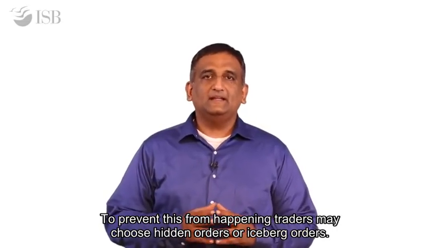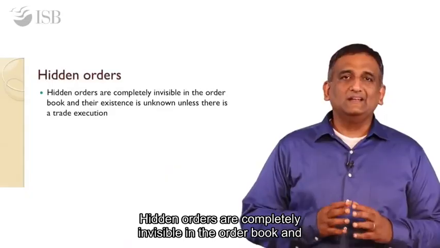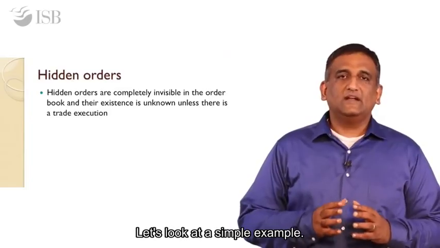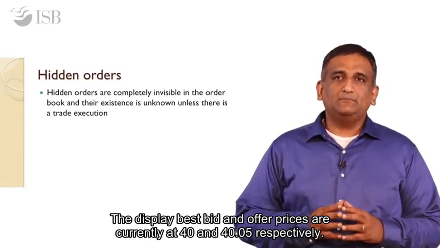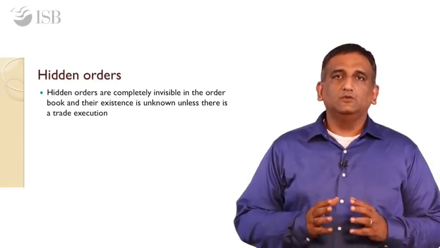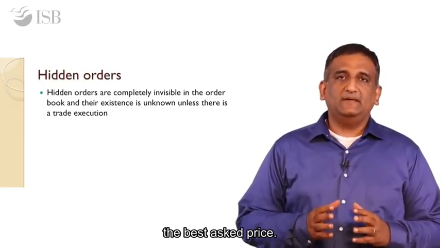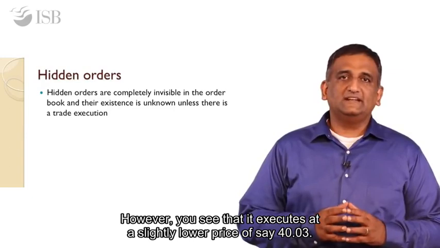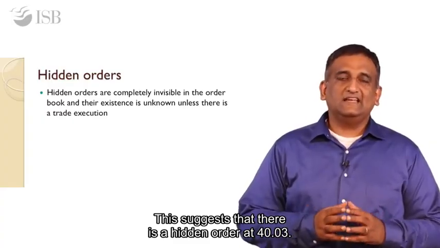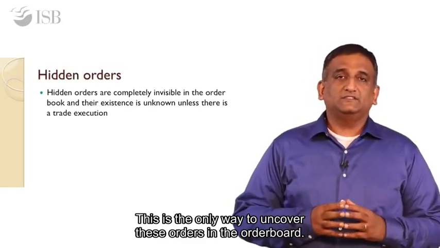To prevent this from happening, traders may choose hidden orders or iceberg orders. Hidden orders are completely invisible in the order book and their existence is unknown unless there is a trade. Let's look at a simple example. The displayed best bid and offer prices are currently at 40 and 40.05 respectively. You submit a market order to buy shares, expecting it to trade at 40.05, the best ask price. However, you see that it executes at a slightly lower price of say 40.03. This suggests that there is a hidden order at 40.03. This is the only way to uncover these orders in the order book.